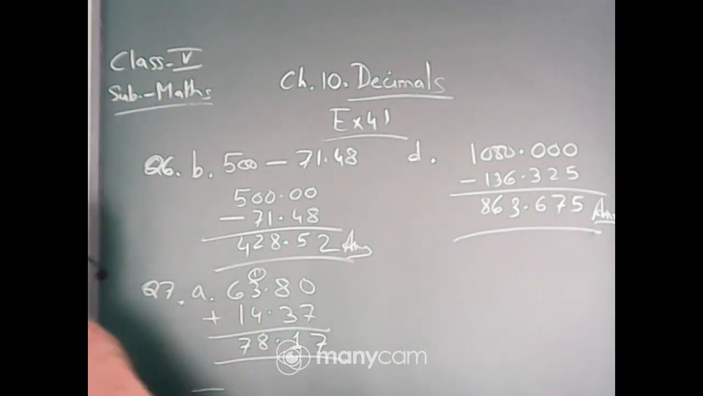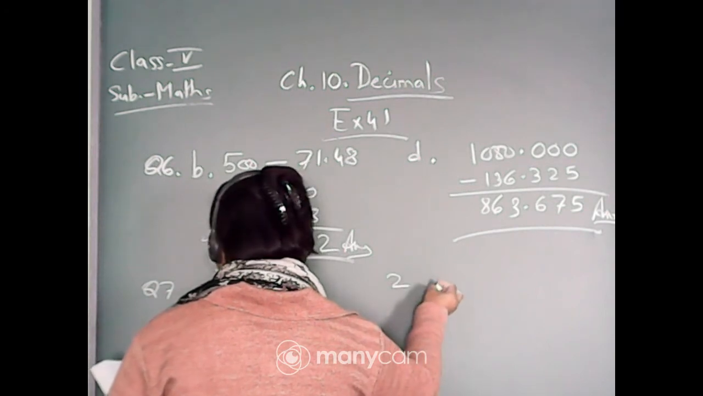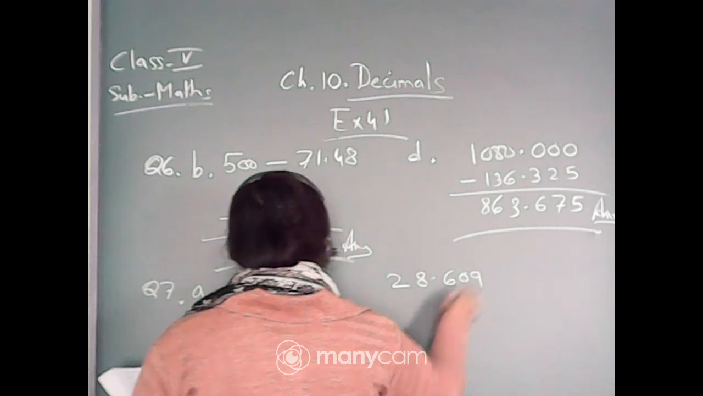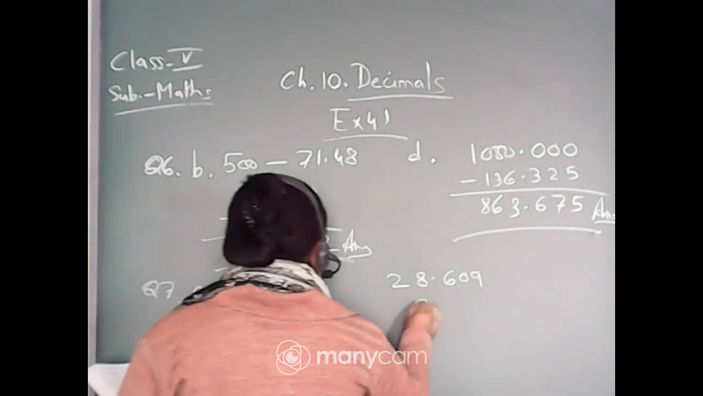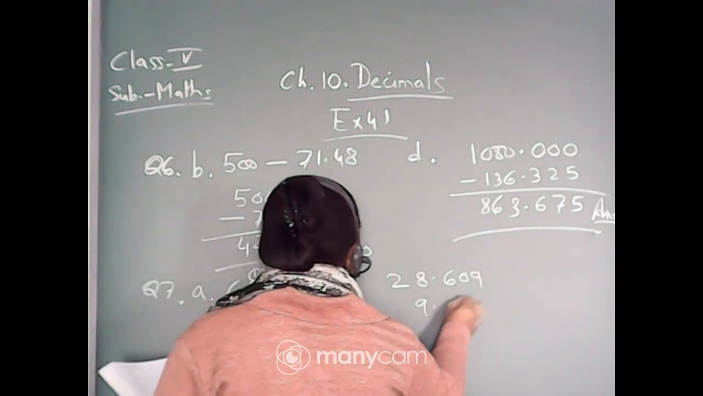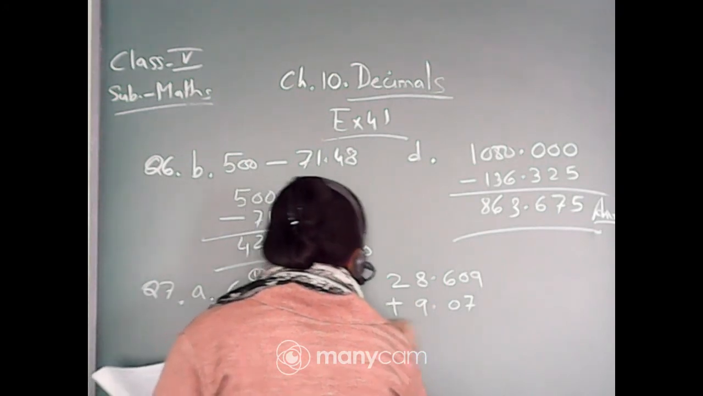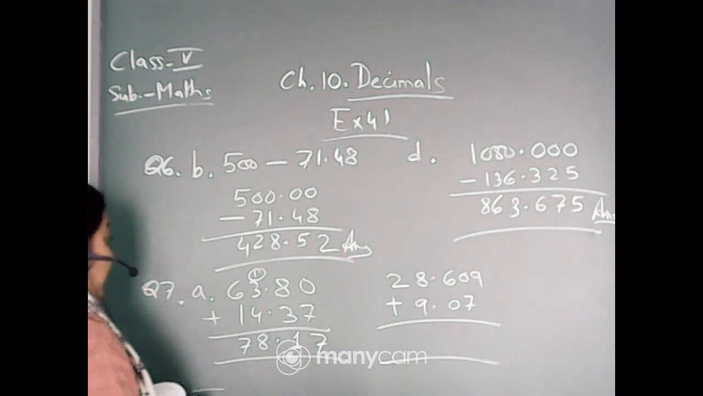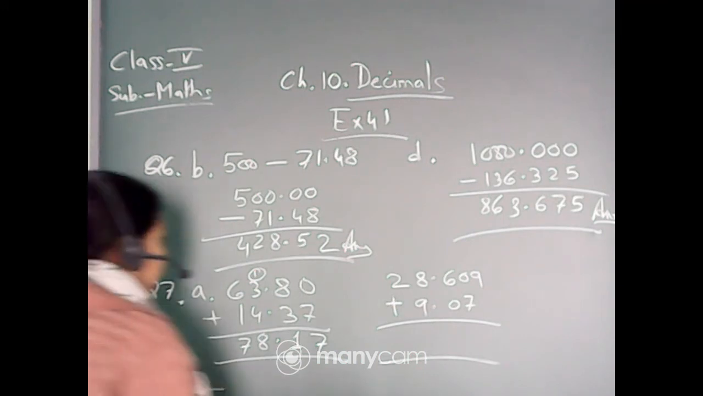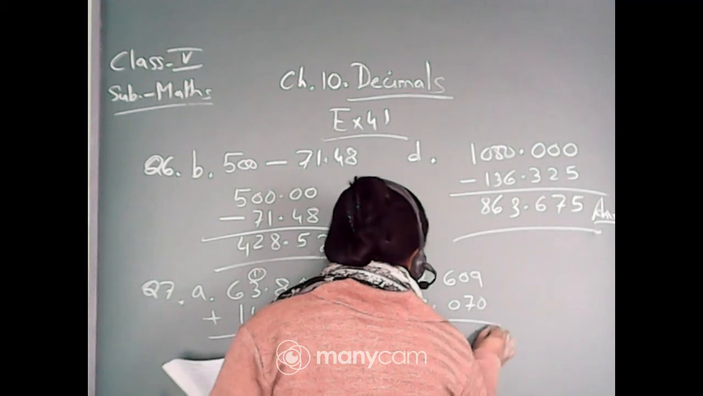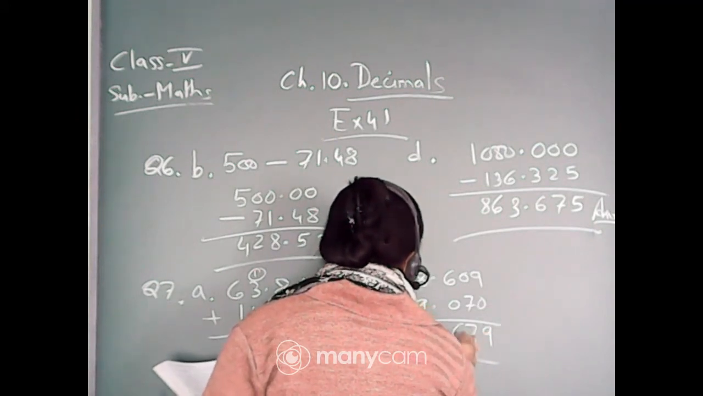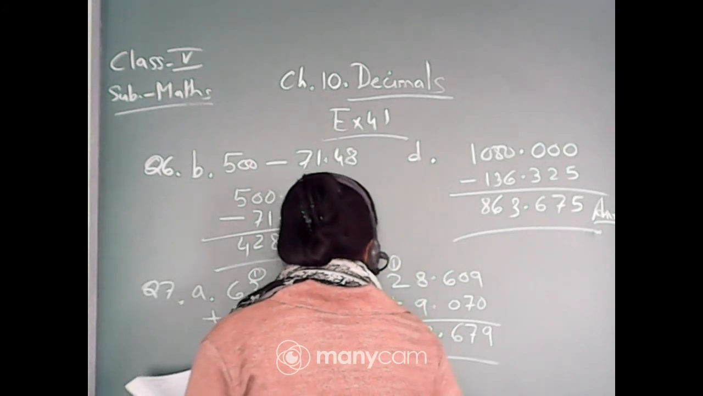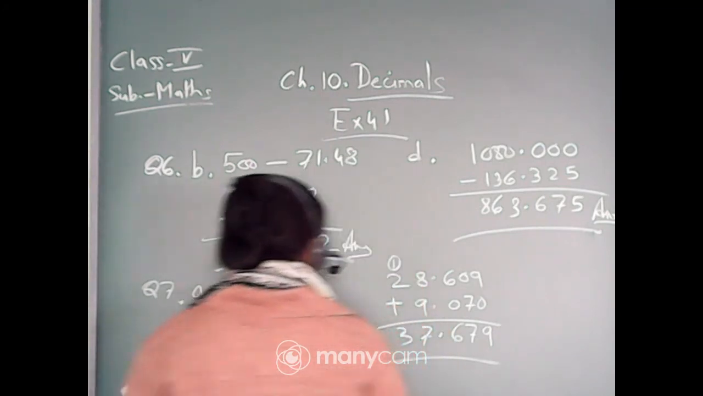Now we will do the subtraction. In subtraction it is given 28.609, and after that it is given 9.07. Here you will add, not subtract, because minus minus is addition. So let us add this one. This is 976.17, carry 1 and 3, 37.69.